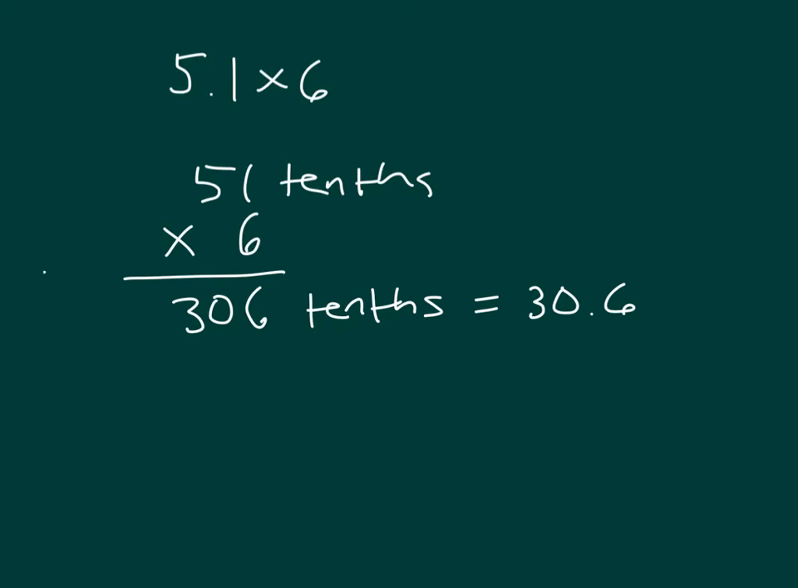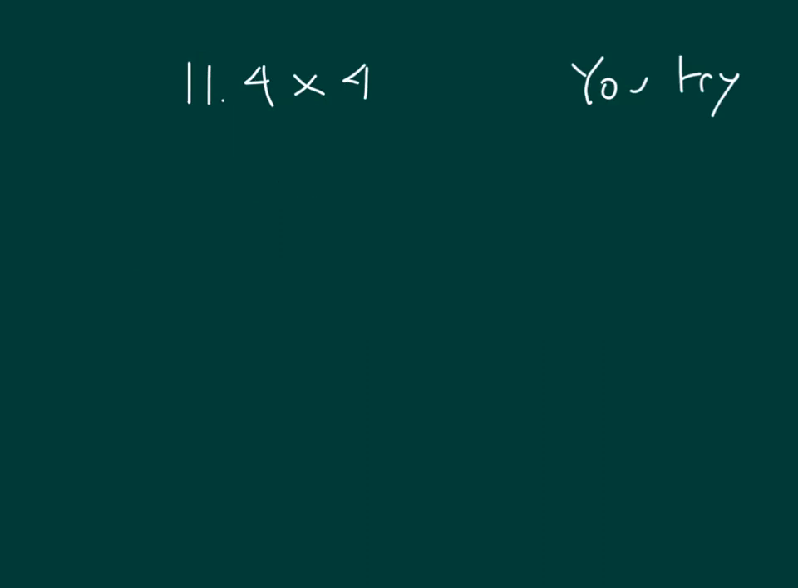This is reasonable to place our decimal point there because if this was just 5, our whole number 5, times 6, the answer would be 30. So this makes sense. So we placed our decimal point here for 30 and 6 tenths. You try to do this multiplication problem by using that smallest unit. What's that smallest unit there? Right, tenths. So write that out and solve it.